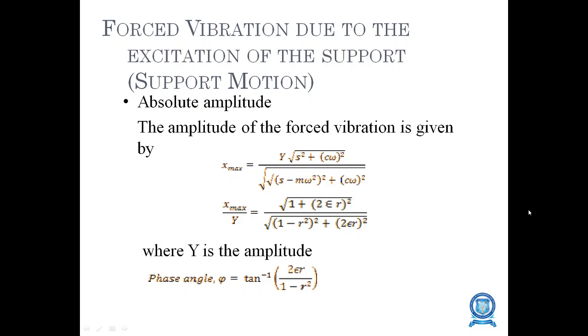H max is equal to y into root of s square plus (c omega) square. H max by y is equal to root of (1 plus (2 eta r) the whole square) divided by (1 minus r square) plus (2 eta r) the whole square, where y is the amplitude and phi is the phase angle.